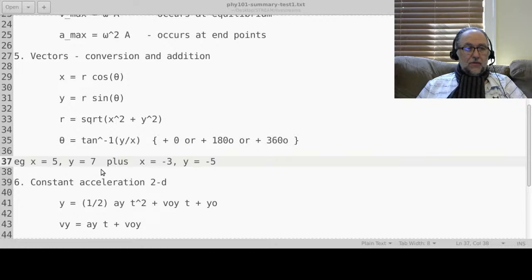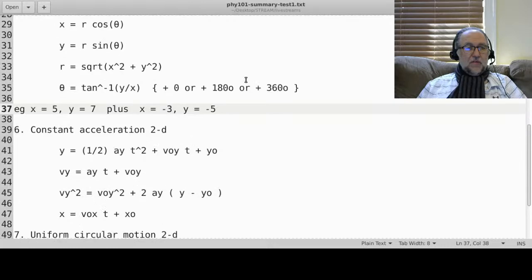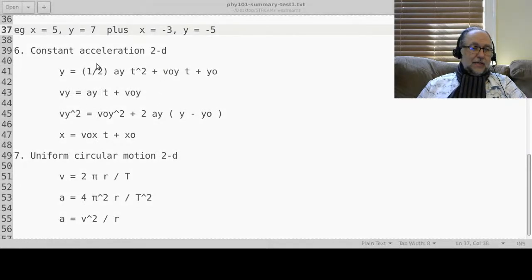And so I'll do that example there. And then after we had finished vectors, we did constant acceleration, 2D constant acceleration. I didn't do a general theory in 2D. There's no need to. Once you've got what it's all about in 1D, it extends fairly easily to 2D. And so in 2D, you've got these first three equations.